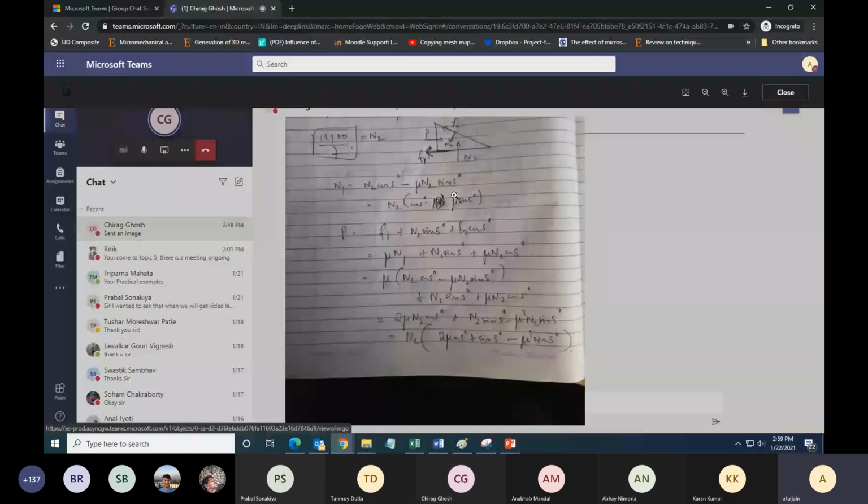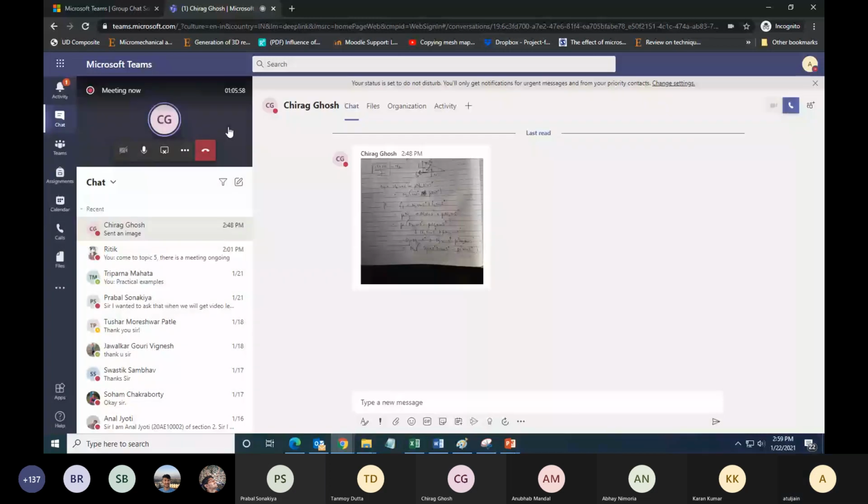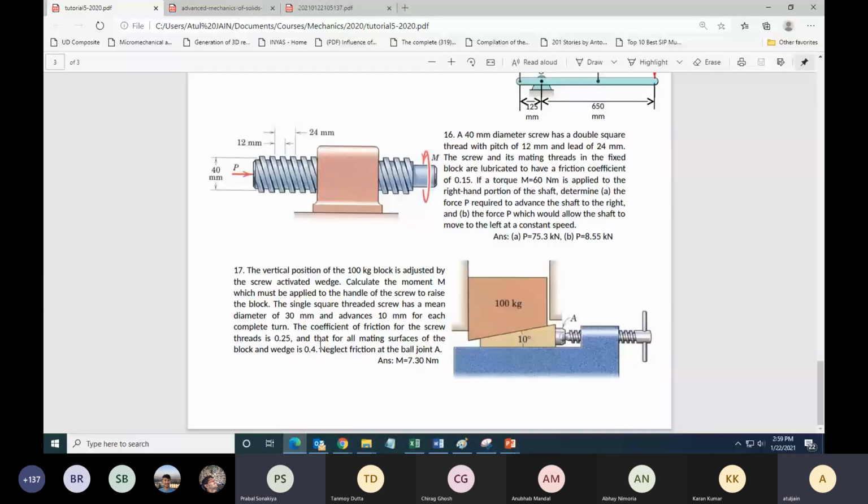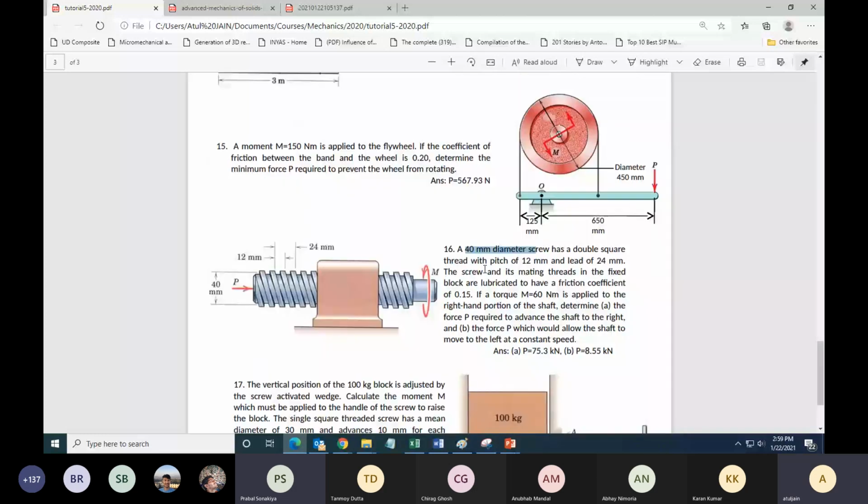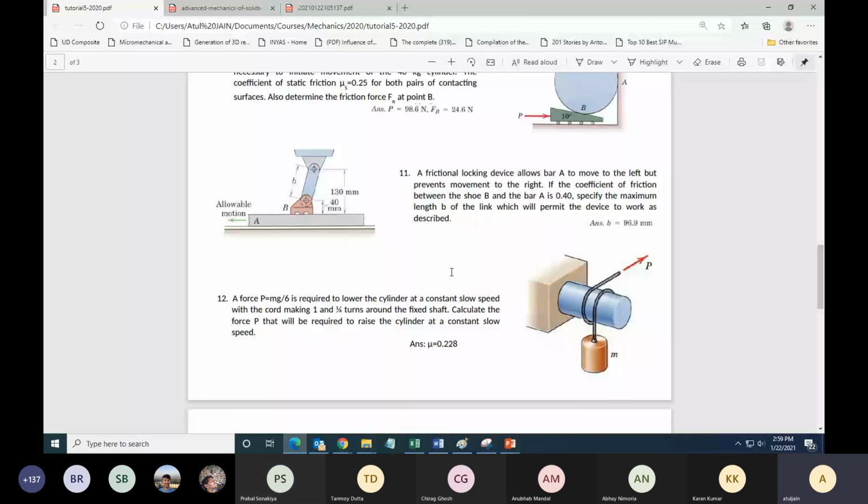So the final question of this topic, friction. Let us look at question number 16. A 40 millimeter diameter screw. Sir, can you please explain question number 11? I wasn't able to solve it. I didn't understand. Number 11. I did not solve this problem as preparation for this class. Okay, let me. You will get the solution. I will explain it.